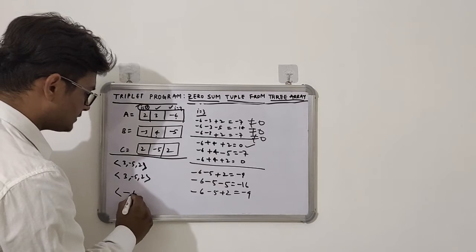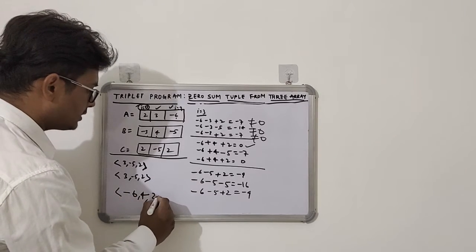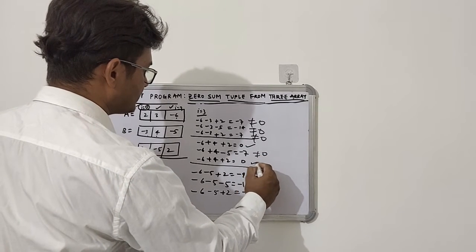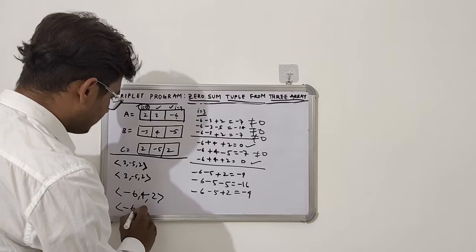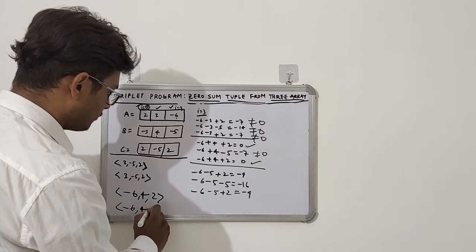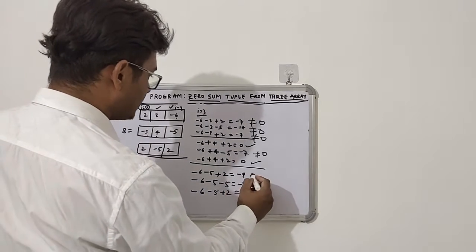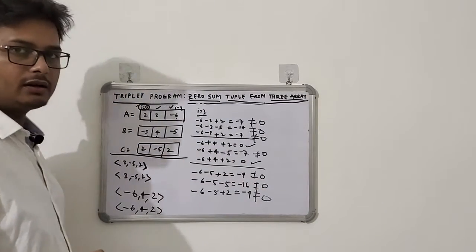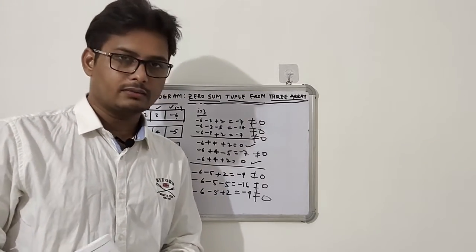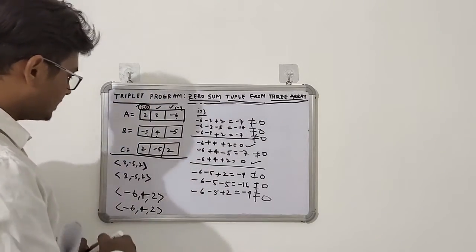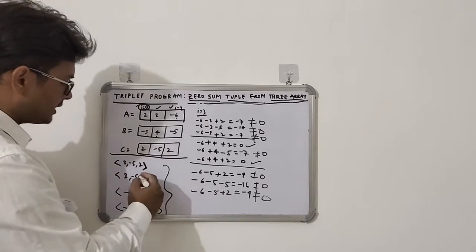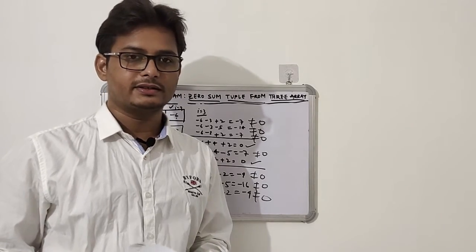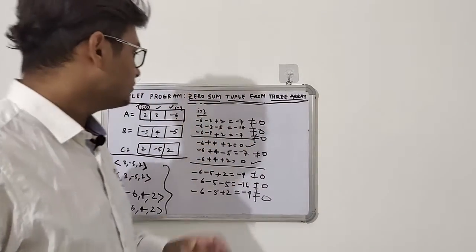The tuple will be minus 6, 4 and 2. Okay, and again this is not equal to 0, we are not going to include it. Again this is equal to 0, then again we will include minus 6, 4, 2. Again not equal to 0, not equal to 0, not equal to 0. Now we can terminate our loop, come out of the loop and print all our tuples. You can see there are duplicates, but in our implementation we can eliminate the duplicates easily, but the main idea you can see here.